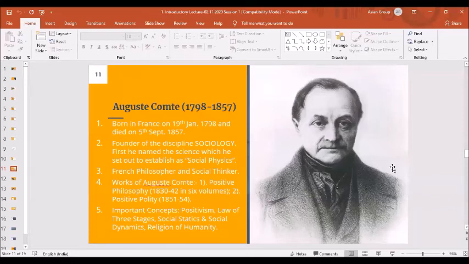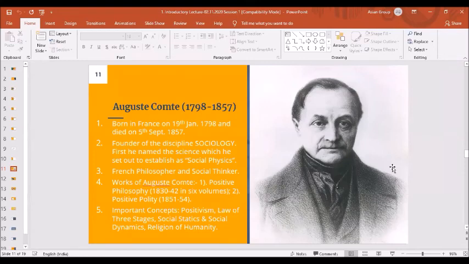So, Auguste Comte, the same thing I already discussed with you. He was born in France on 19 January 1798. Please remember, you should be clear with the dates if you want to become a very intellectual lawyer. He was born in 1798 and died on 5th September 1857. So he was the founder of the discipline.